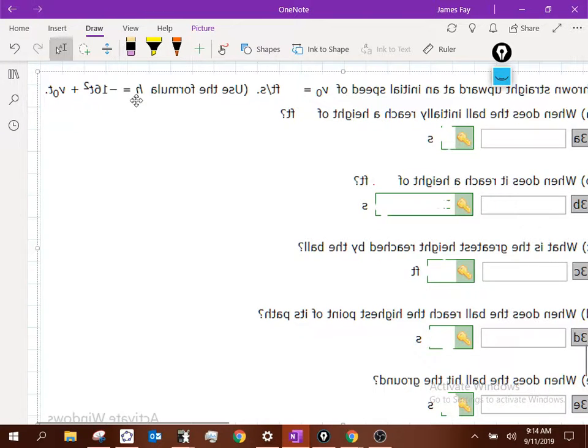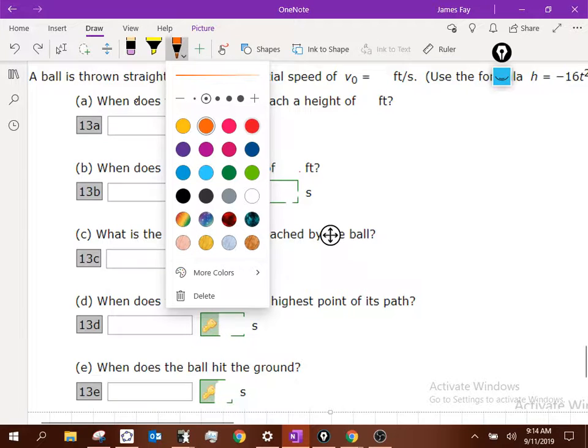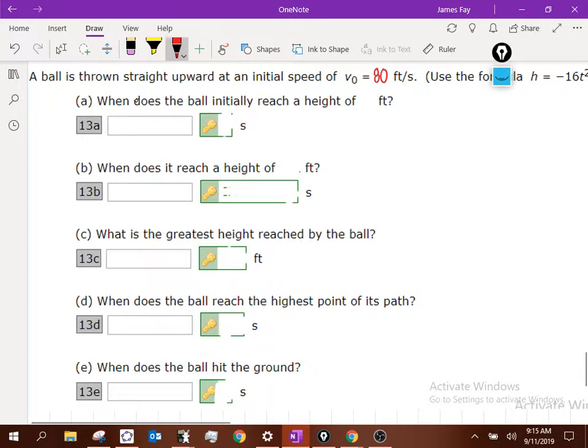Chandler, what are your numbers? 40, 24. That's what mine were. So you said 80. This was 64. What was this one? 128. 128. Okay.